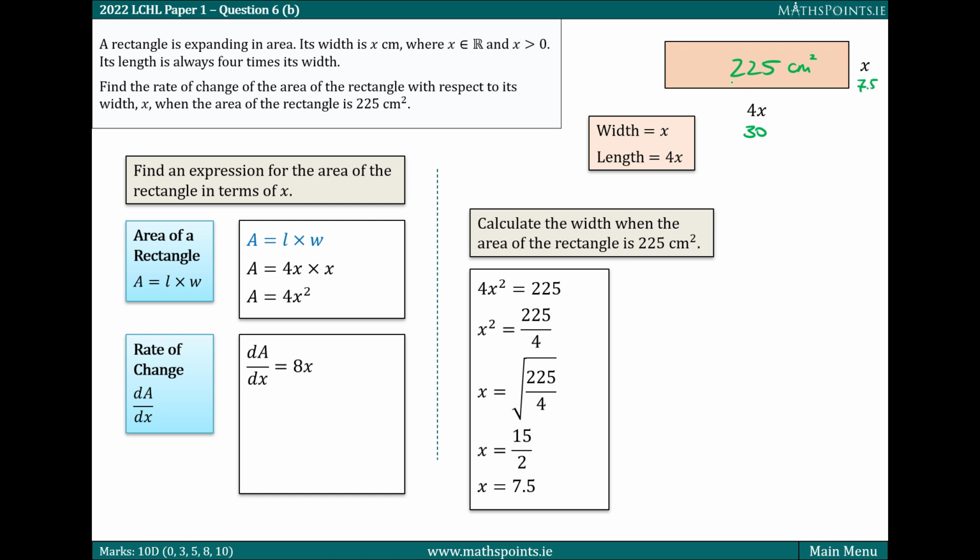Well, how fast is the area changing at that point in time? Let's substitute x into the rate of change of the area. So dA/dx is 8x. At x equals 7.5, that's 8 by 7.5, which is 60 centimeters squared per centimeter. So at that exact point in time, when x is equal to a width of 7.5, and the length is equal to 30, and the area is 225 centimeters squared, the area is increasing by 60 centimeters squared for every centimeter that x changes by.